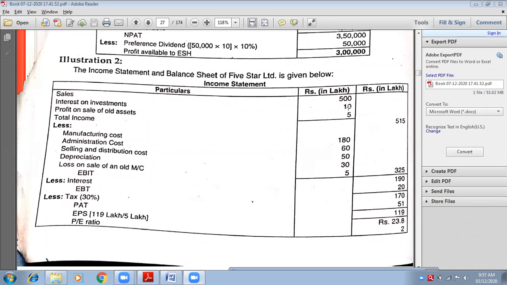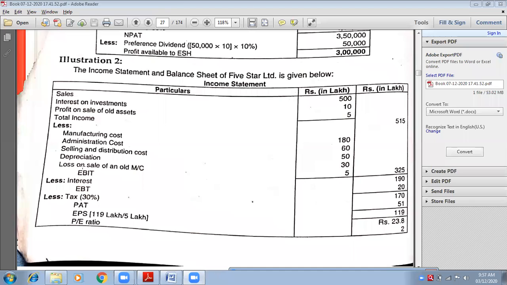So 10 and 5 is added in the sales. But I don't want these incomes. Remember, I don't want these incomes. These are non-operating incomes. I got total income 5 and 5, rupees in lakhs.